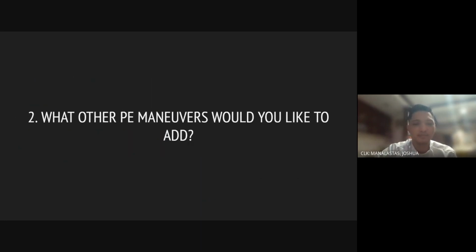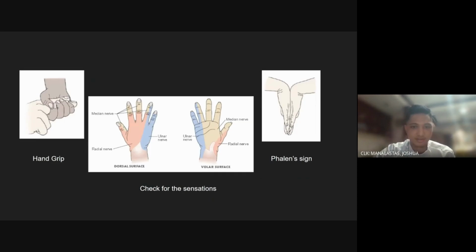What other maneuvers would you like to add? So first, I will do the hand grip. This is by asking the patient to grasp your second and third fingers. This tests function of the wrist joints, the finger flexors, and the intrinsic muscles and joints of the hands. Decreased grip strength is a positive test for weakness of the finger flexors and intrinsic muscles of the hands. And then next would be the Phalen sign.